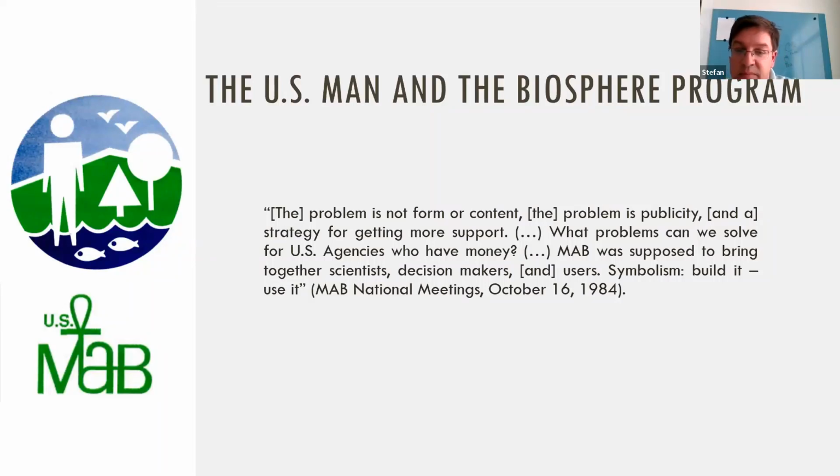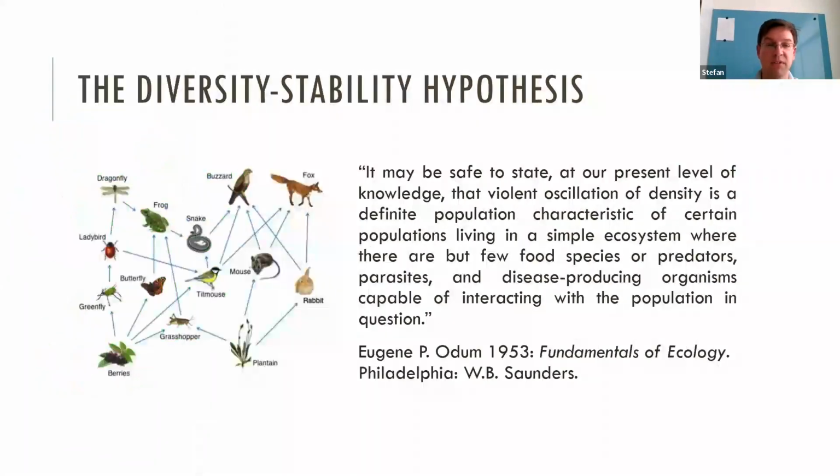And the Man and the Biosphere program, MAB, was supposed to bring together scientists and decision makers and users. So now we have to build a new symbolism that we can use to sell the work that we have been doing before. And this actually, in the end, was the notion of biodiversity. This concept was a new symbolism that they used to sell their research projects. So what research had they been doing before?